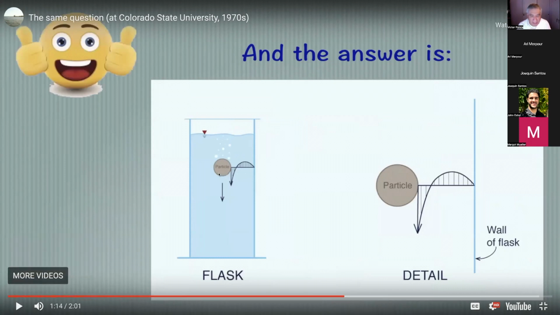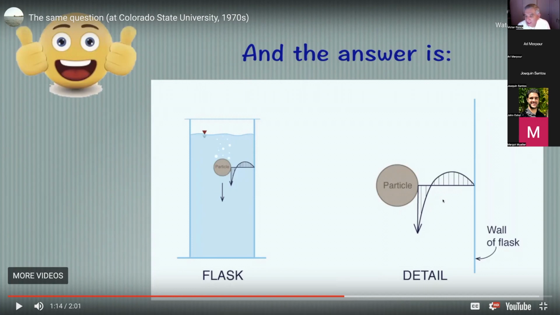There's a particle dropping. The question is, what's the velocity distribution between the particle and the edge? This is the velocity. This is the shape of the velocity distribution. The particle, this is the detail. This is the wall of the flask, and that's the velocity distribution, right in the center of gravity of the particle. And it's steady, by the way. It's supposed to be steady because the particle is falling at a constant velocity, or fall velocity, I guess you could say. Why is it like this?